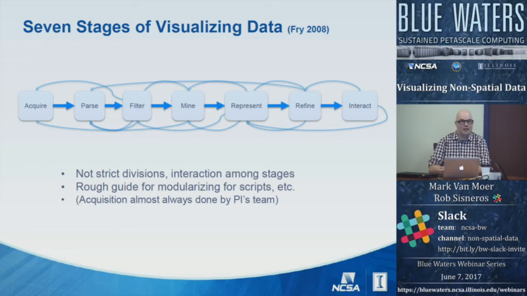However, Fry goes through this thing he likes to call the 7 stages of visualizing data. And I'm going to go through most of these slide by slide, and how you can apply them to working with unstructured InfoVis type of data, non-spatial data.